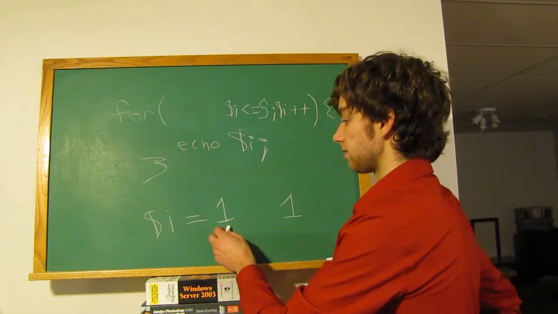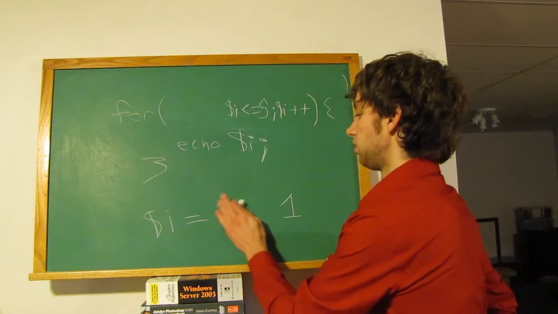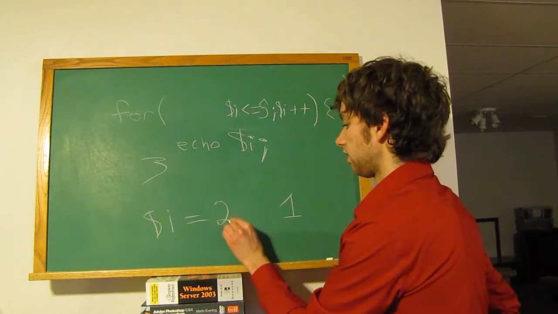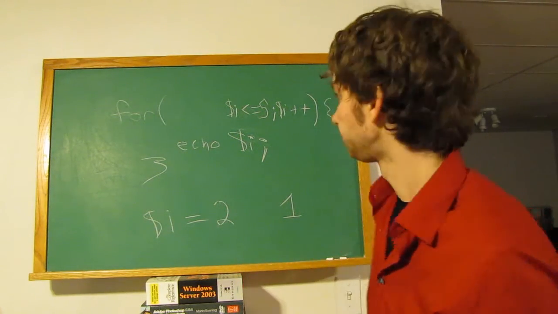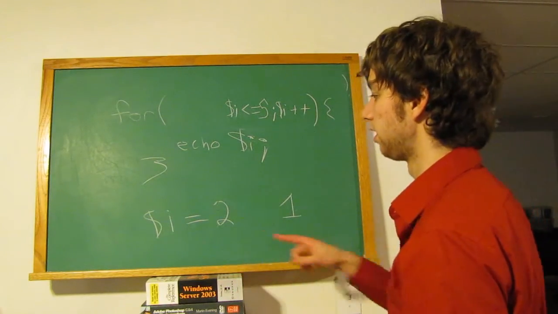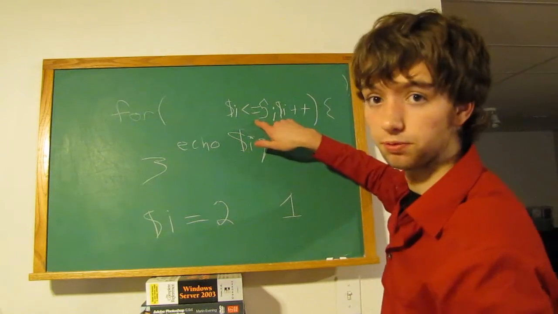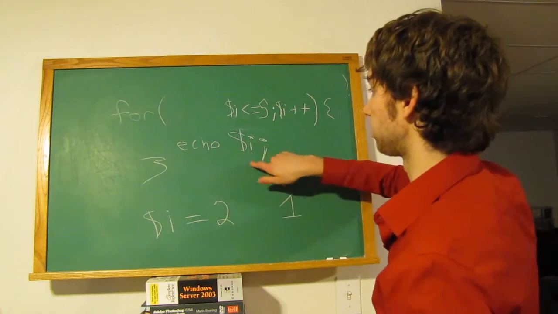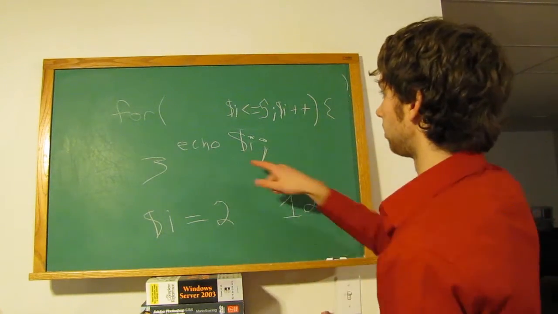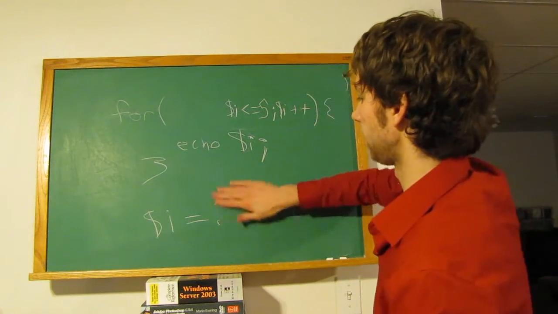Because I has the value 1, now it's going to have the value 2. So now what? Is the variable I's value less than or equal to 5? Yes, it is. So it's going to echo I, 2, and then it's going to increment I to 3.